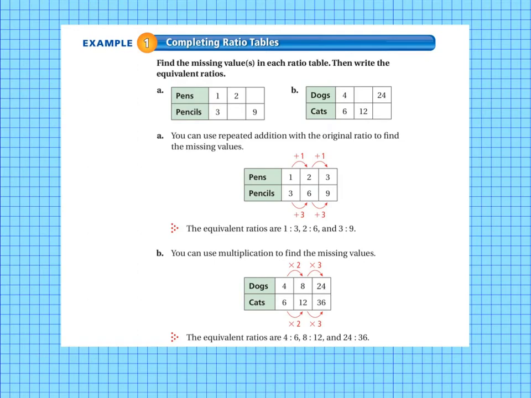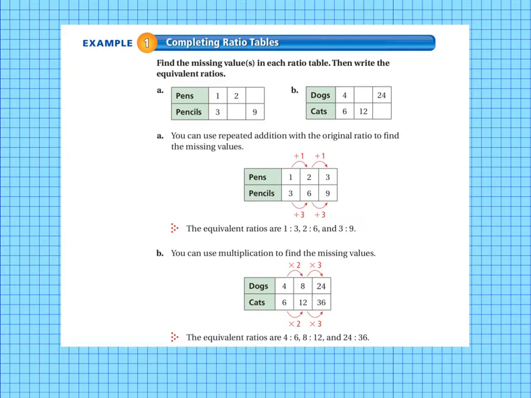Let's get started with example 1, completing ratio tables. It says find the missing values in each ratio table, then write the equivalent ratios. The thing that trips kids up on ratio tables is usually that they don't understand what they're supposed to be doing. If you can remember that ratio tables are just equivalent fractions in boxes, you'll be fine. And you know how to do equivalent fractions because you did them in 5th grade.